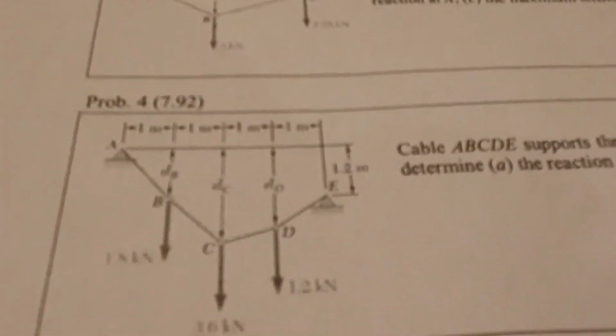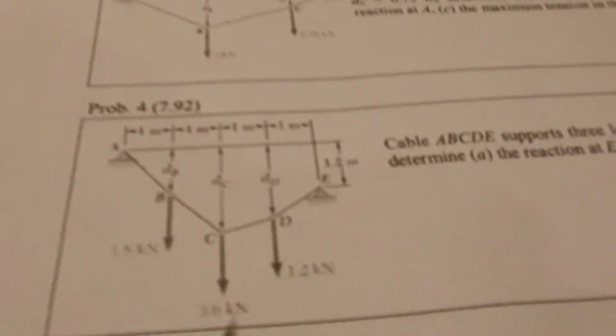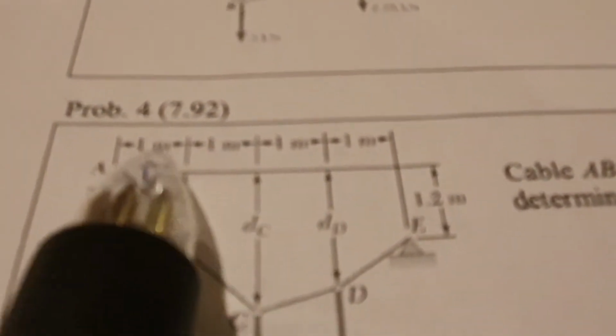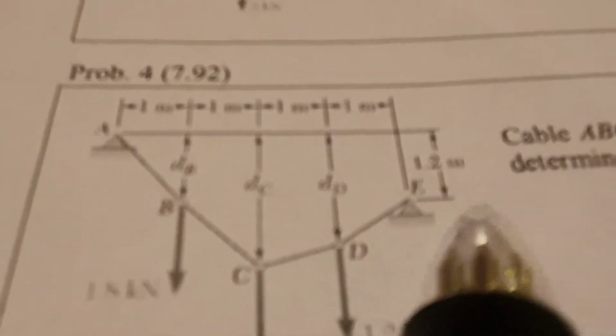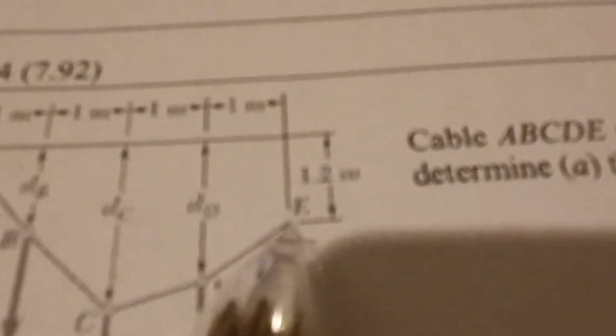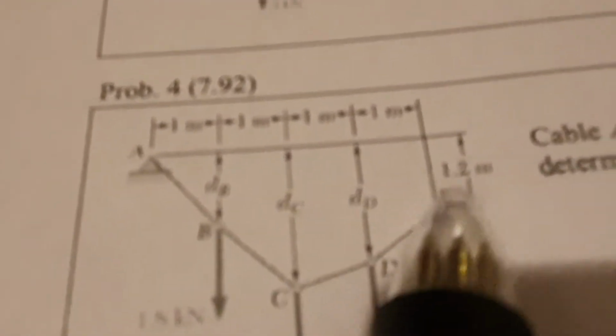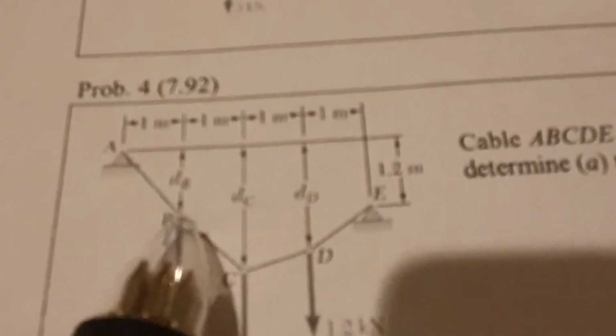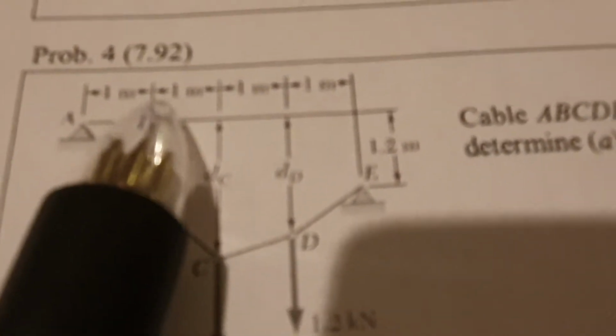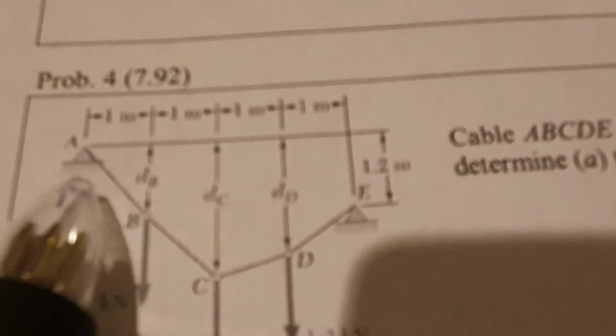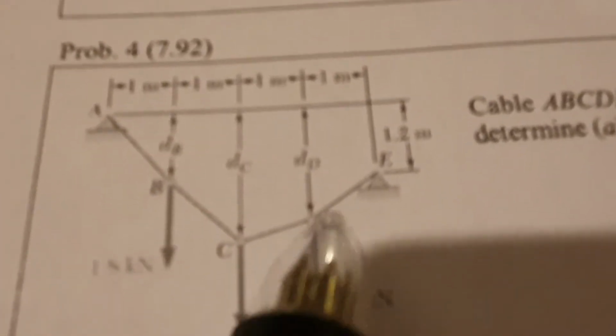Okay, let's look at this question. Look at here, 1 meter, 1 meter, 1 meter, 1 meter, and there is the hinge A and the hinge E. Hinge A is on top of hinge E by 1.2 meter. Point B, and there is a distance B, and they are all 1 meter apart, A, B, C, D, E.